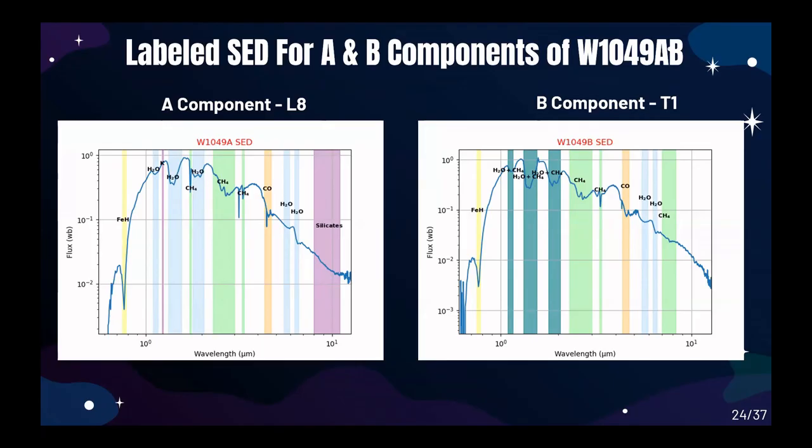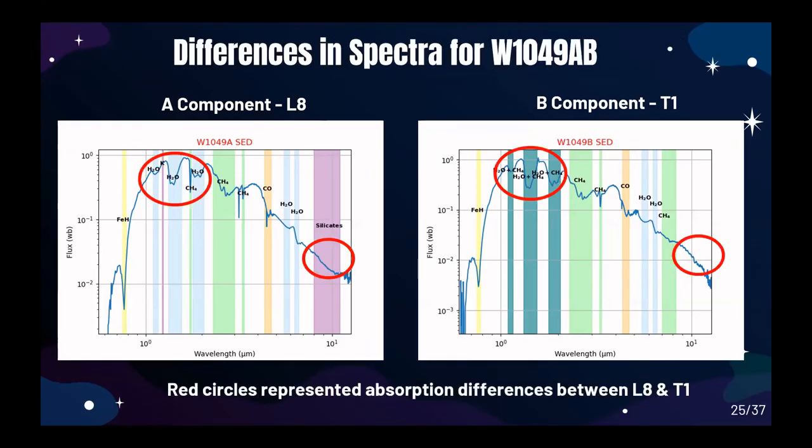We also saw that because the A component is a little bit warmer, it doesn't condense some of those molecules as much. But in the T1 brown dwarf, you can see the H2O and methane bands are condensed, where here it's just water bands. It's not condensed yet because it's still warm and not cool like the T1 brown dwarf. And here's a better image as well of where those differences occur.